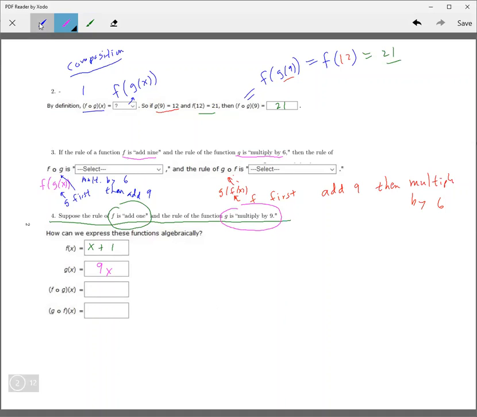Okay, f of g of x. There's a couple of ways you can think of this. You're going to do g first, and then you're going to do f. So it's multiply by 9, then add 1. So you could think of it this way. Another way you could do it is just write it this way, and then replace the g of x with what it is, 9x. So that g of x got replaced with 9x. And then plug this into here.